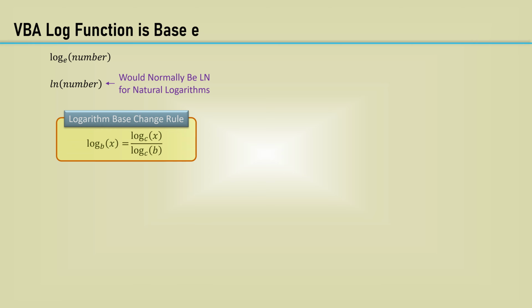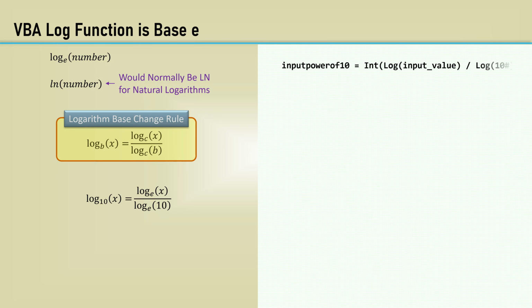One other math problem we need to address is the fact that Visual Basic for Applications' log function is base E. Log of a number is base E. The base E log would typically be ln for natural logarithms. We need to utilize the base 10 log function. We can use the logarithm base change rule. In our case, the log base 10 of x equals the log base E of x over the log base E of 10. In the case of the input power of 10 calculation, we take the integer of the log base E of the input value over the log base E of 10.